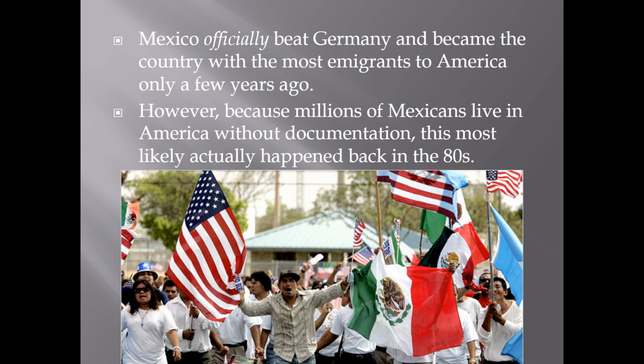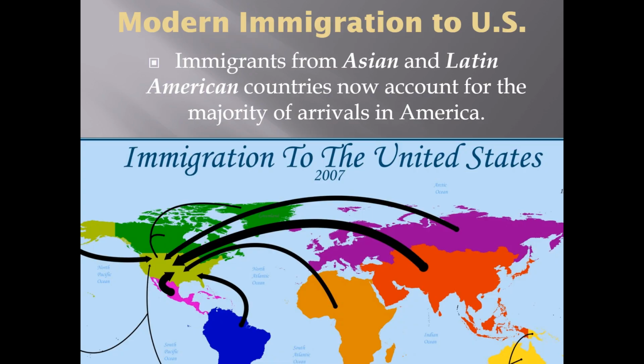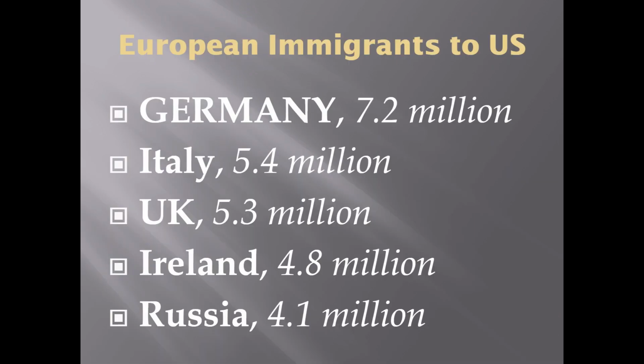Now, how does this reflect what the U.S. looks like today? Well, only a few years ago did Mexico officially become the country with the most immigrants to the U.S. Up until then, it had been Germany. All right. Now, admittedly, a lot of migrants are living here without documentation. So technically, Mexico probably was the biggest source all the way back to the 80s, but we didn't officially know it until we took a census a few years back.